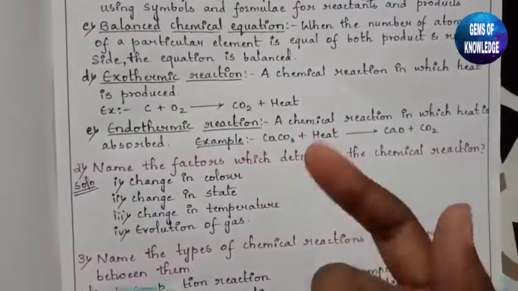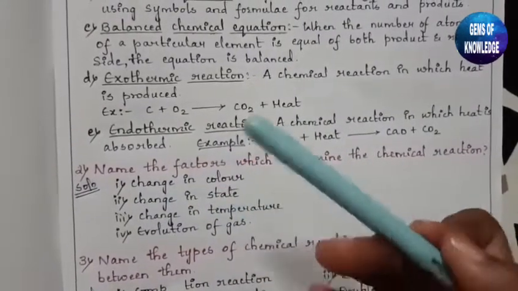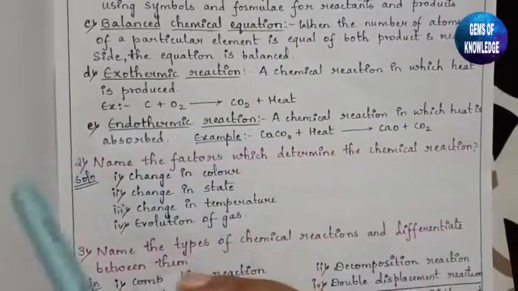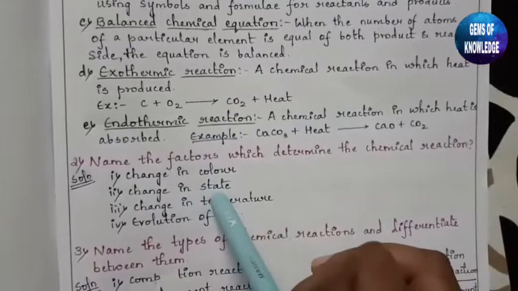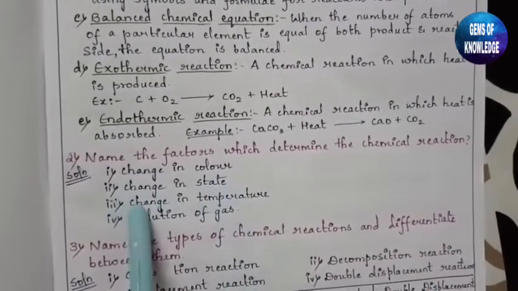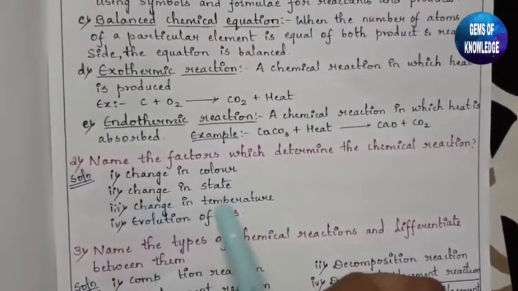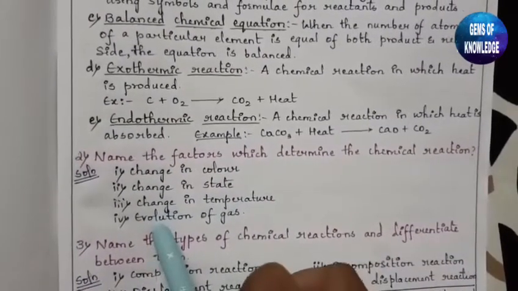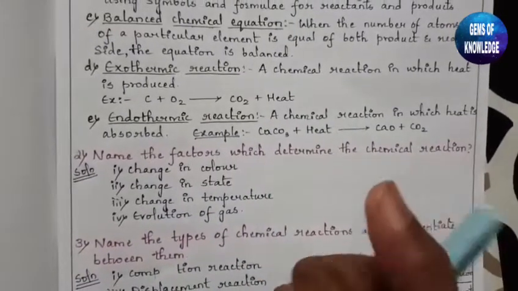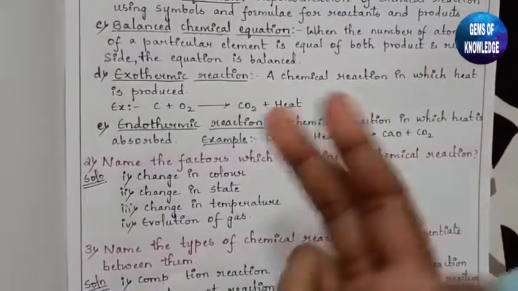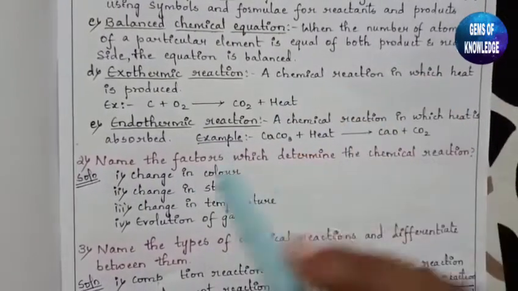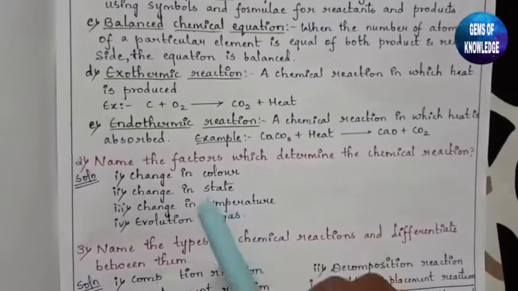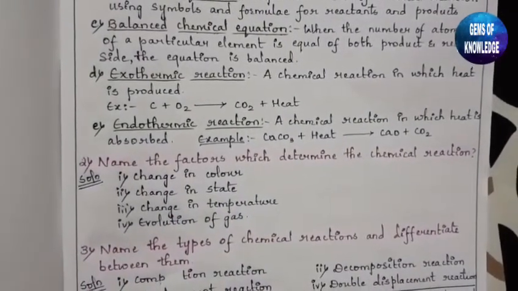change. State in the sense it will change, the substance may change from solid to liquid, or liquid to gas, or else gas to solid, or gas to liquid, whatever it is. The change of state will take place. Okay, then the temperature will change. The change in temperature can determine the chemical reaction, as well as the evolution of gas. Either hydrogen gas will be coming out of it, carbon dioxide gas, or any gases it may be. So the evolution of gas also shows that there is a chemical reaction taking place in that particular reaction.